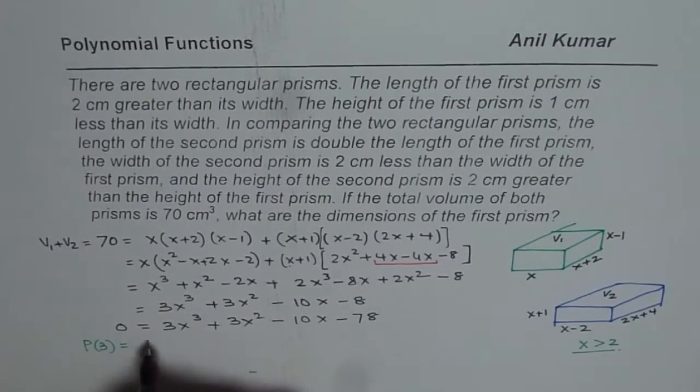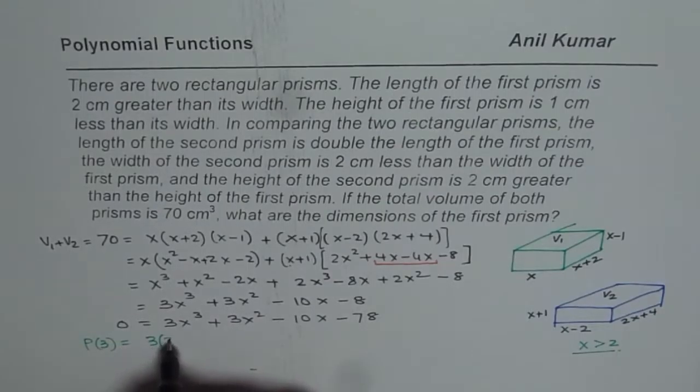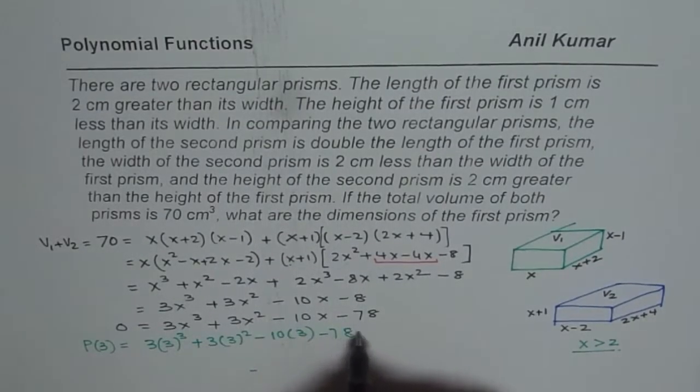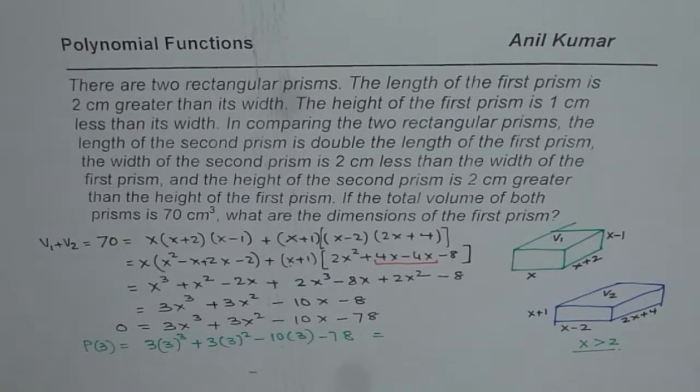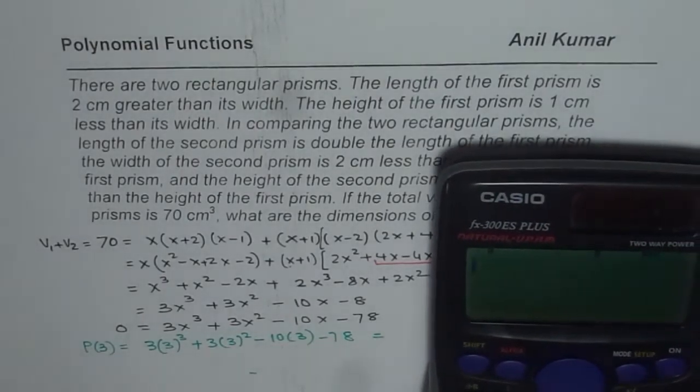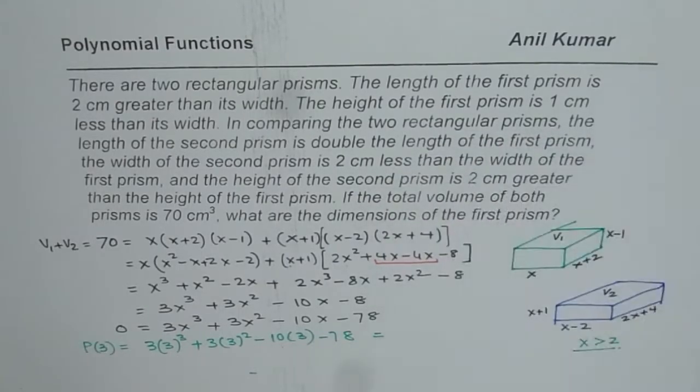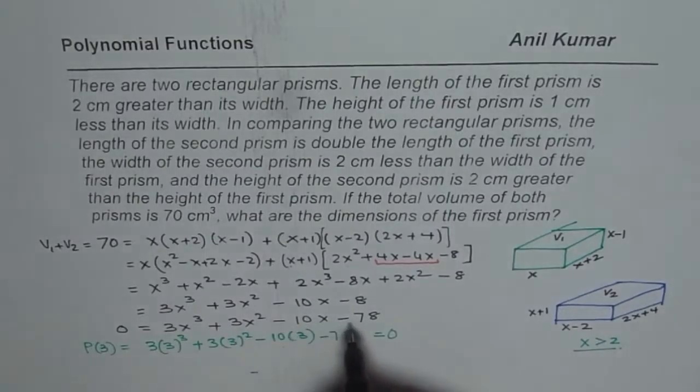So if I write 3 here, what do I get? I get 3 times 3 cubed plus 3 times 3 squared minus 10 times 3 minus 78 equals how much? So we can use a calculator and find this answer, right? So let's use the calculator. If it is 0, then 3 is the factor. So 3 times 3 cubed is 81. Let me write 81. 3 squared plus 3 is 27. So we'll write plus 27. Minus 30. And then we have minus 78. So that is equal to 0, right?